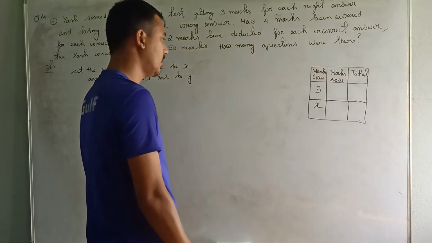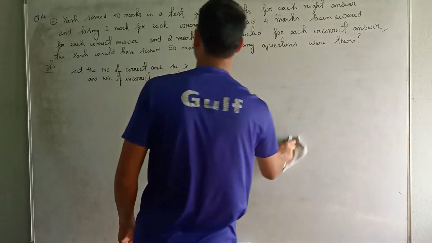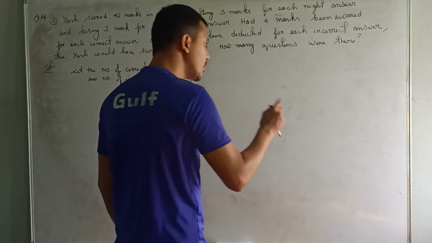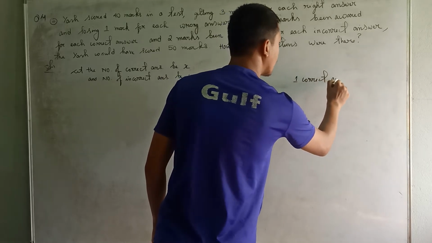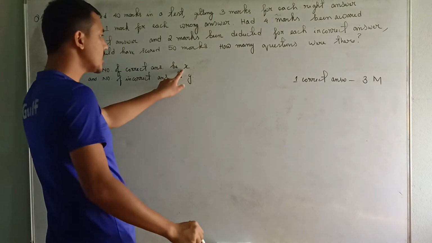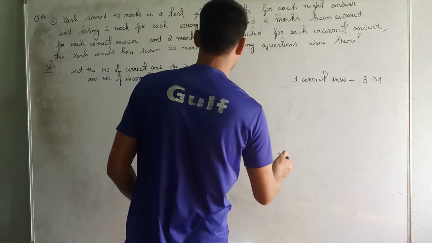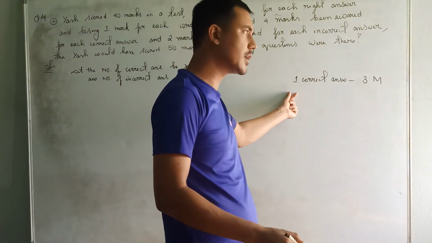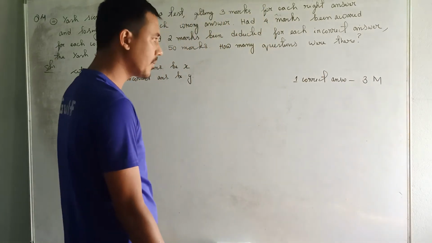Alright? Now, for writing one correct answer, 3 marks. So however many correct answers you write, x number of correct answers. Like suppose you write 15 correct answers, then you will get 3 times 15, that is 45 marks.